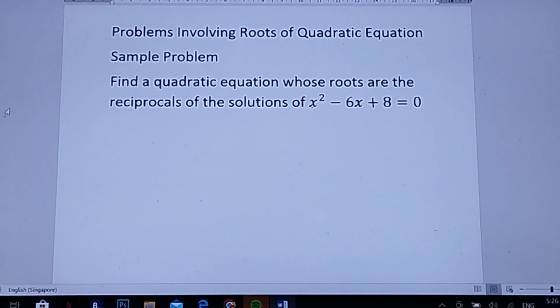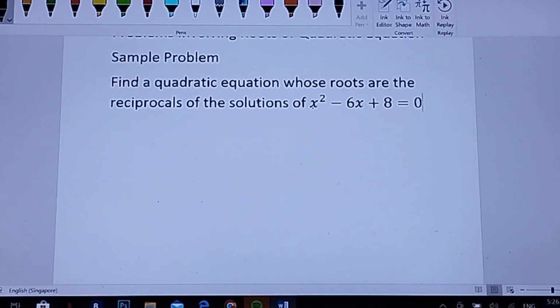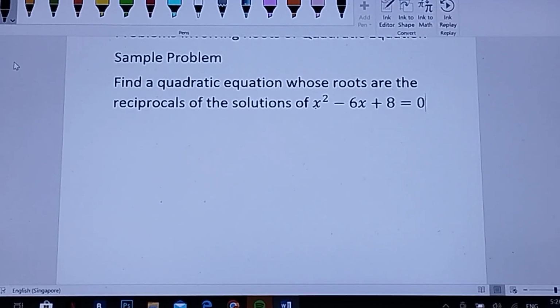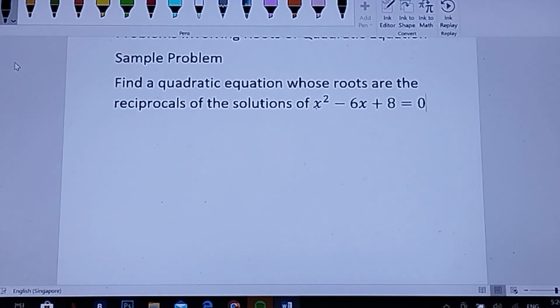So here's our sample problem. Find a quadratic equation whose roots are the reciprocals of the solutions of the quadratic equation x squared minus 6x plus 8 equal to 0.